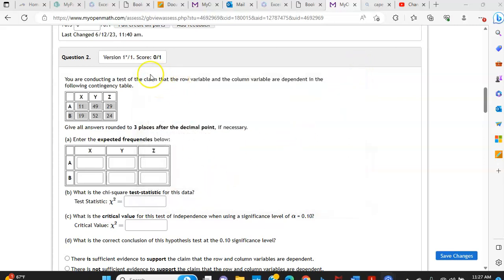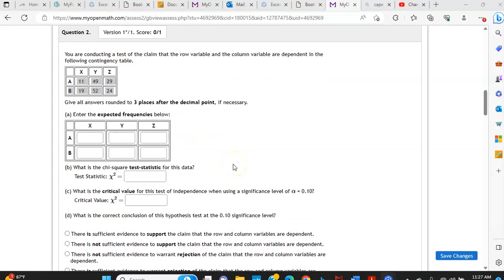Okay, so let's look at this question, and hopefully doing this one will help you through this process. You're conducting a test of the claim that the row variable and the column variable are dependent in the following contingency table. Now, our null hypothesis is always that they are independent, and the alternative is always that they are dependent. So we're going to do this process for all of these types of problems.